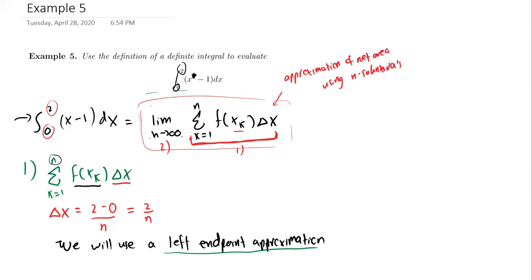So our change in x is 2 minus 0 divided by n, which is 2 over n. Now, change in x is always the same. Again, as I mentioned, it doesn't matter what approximation we use. Since this thing exists, it's going to be the same. So we're just going to use the left endpoint approximation. You could try a midpoint. You could try a right endpoint. You would get the same thing in the end. Okay? So let's go to the next page.